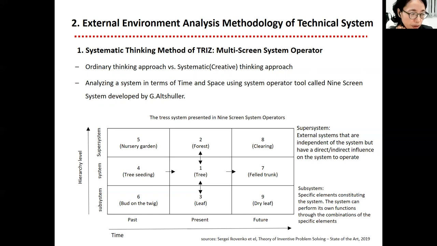In the environment of a given system, we can find other systems, super systems, which have a direct or indirect influence on the system's operation. In the super systems of a given system, there are often components with which it interacts. An analysis of the needs of such components may lead to new functionalities for a given system.